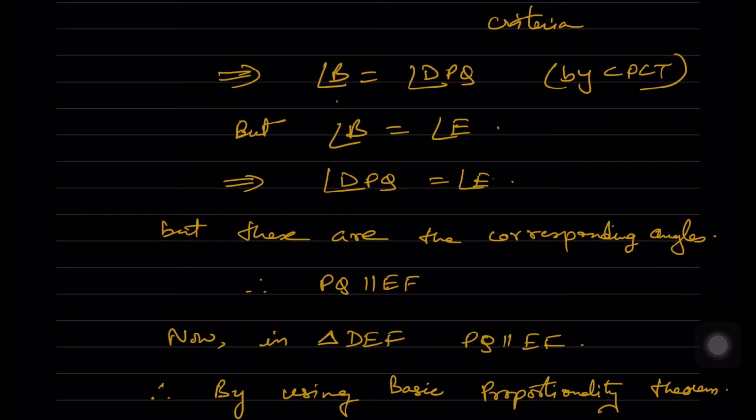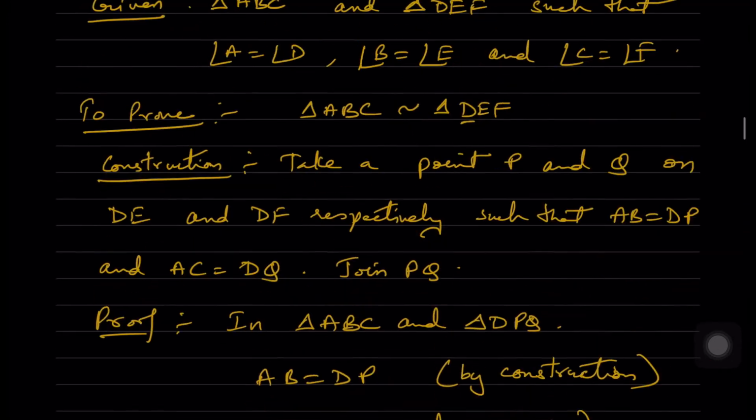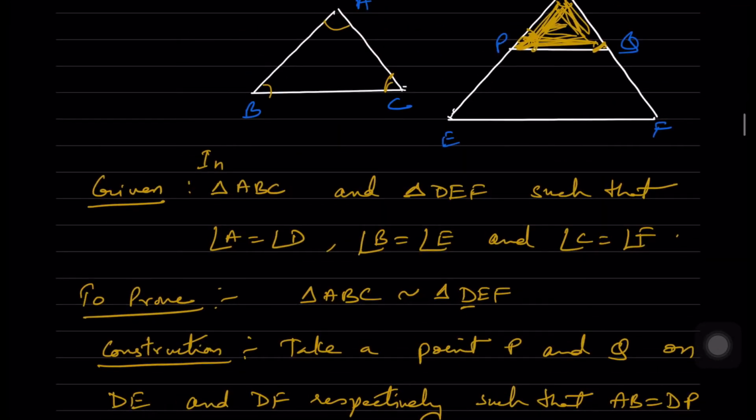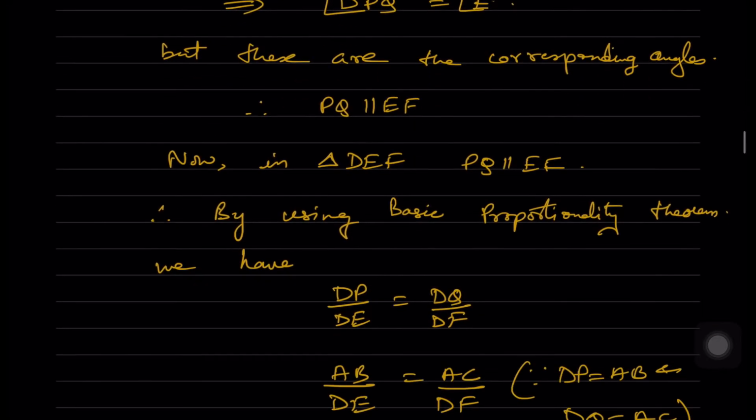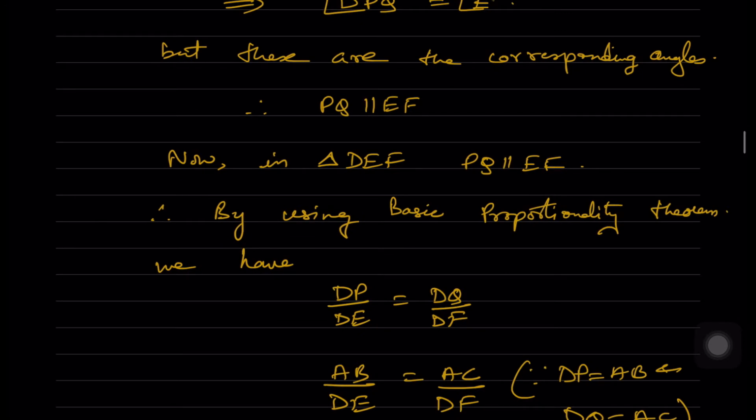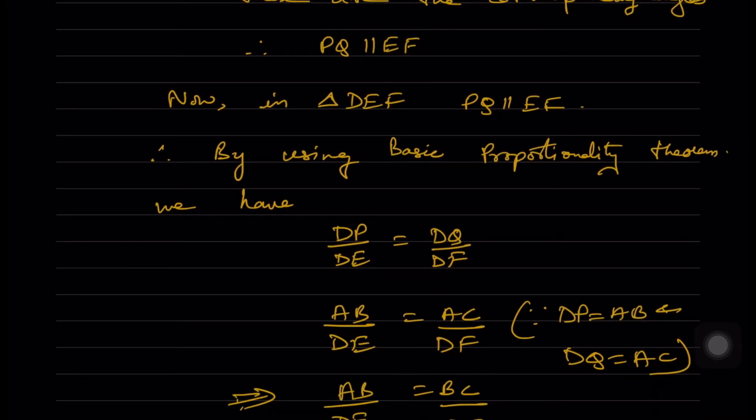therefore PQ is parallel to EF. Since you know that these two angles here, this topmost part over here and this part, these two are said to be corresponding angles. This angle and this angle, and this angle and this angle are said to be corresponding angles. So since these are corresponding angles, PQ is parallel to EF. Now in triangle DEF, PQ is parallel to EF.